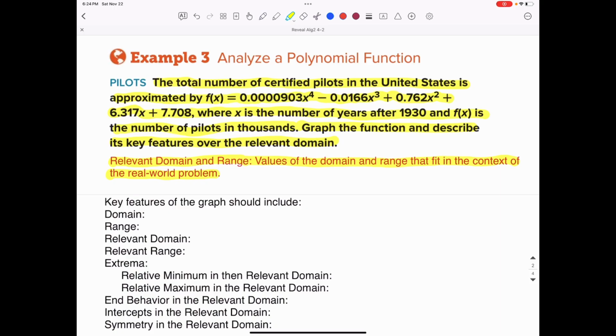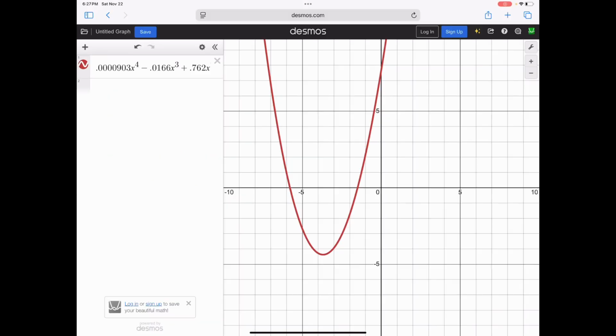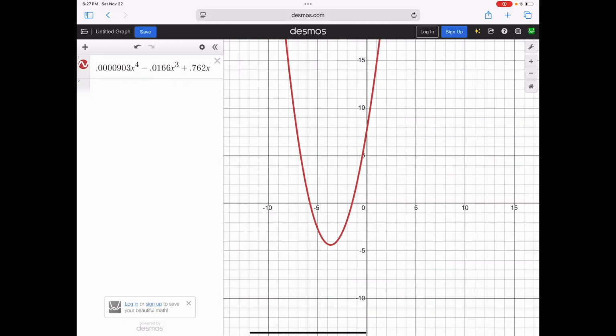So the first thing we're going to do is graph this, so let's go to Desmos and graph that. When I first graph this, it looks very much like a parabola. The thing is that I know it's probably not a parabola because it has an x to the fourth power in it. And x to the fourth powers are going to have a few more twists and turns than just the single turn that a parabola has. So what I really need to do is zoom out. Let me zoom out of this.